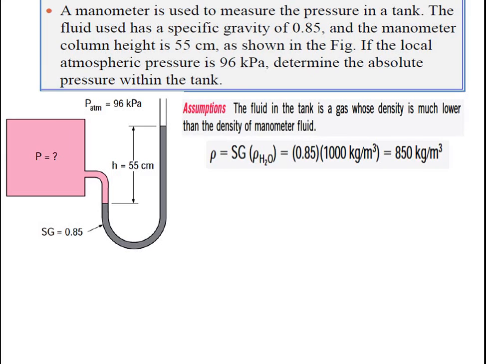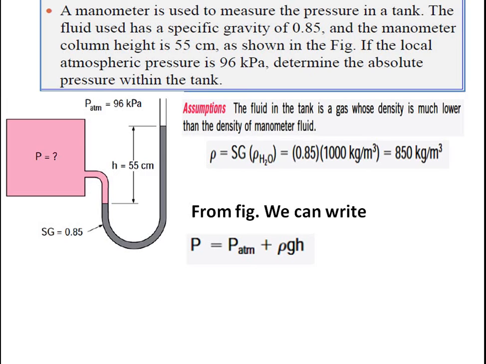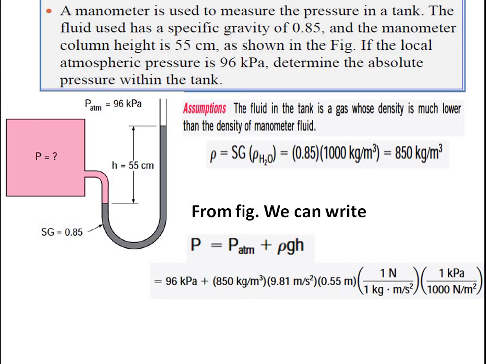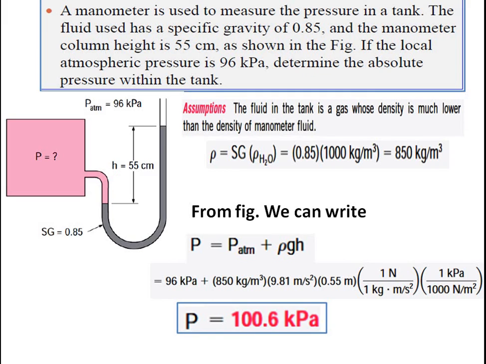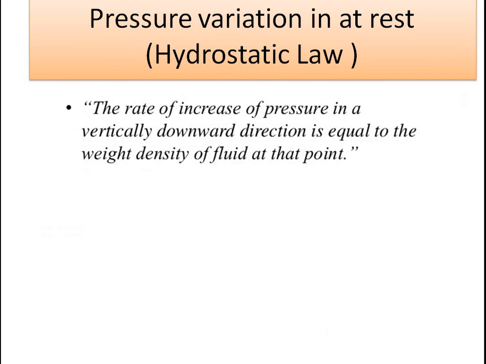Again, we know that rho is equal to 850 kg per meter cube. So from the figure we can write P is equal to P atmospheric plus rho g h, and by solving we will get 100.6 kilopascal.